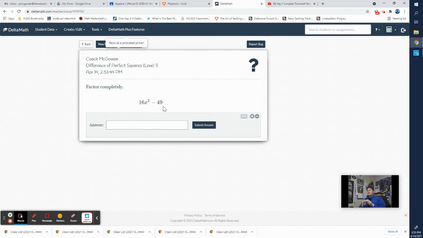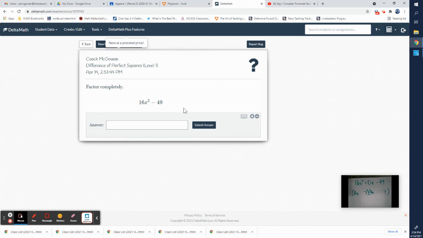If I'm looking at this one here and I'm factoring this one out, I'm looking at factors of 16, I'm looking at factors of 49 that are the same. I get 4 times 4, that makes 16. I get 7 times 7, which makes 49. So I'm going to put a 4x in the front of both of these parentheses, and I'm going to put a 7 in the back of both of these parentheses.